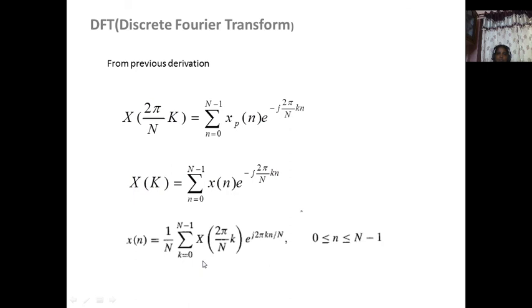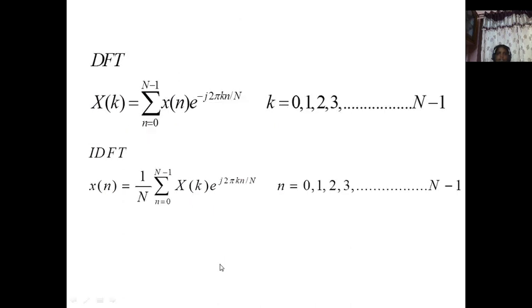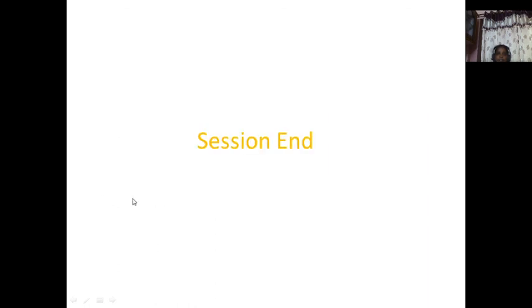Inverse transformation. From the previous derivation, we obtained X of k equal to summation n equal to 0 to N minus 1 x of n e power minus j 2 pi by N kn. Then X of k, the same formula rewritten, is the discrete Fourier transform. Then x of n is the inverse discrete Fourier transform. Then we will wind up this session.